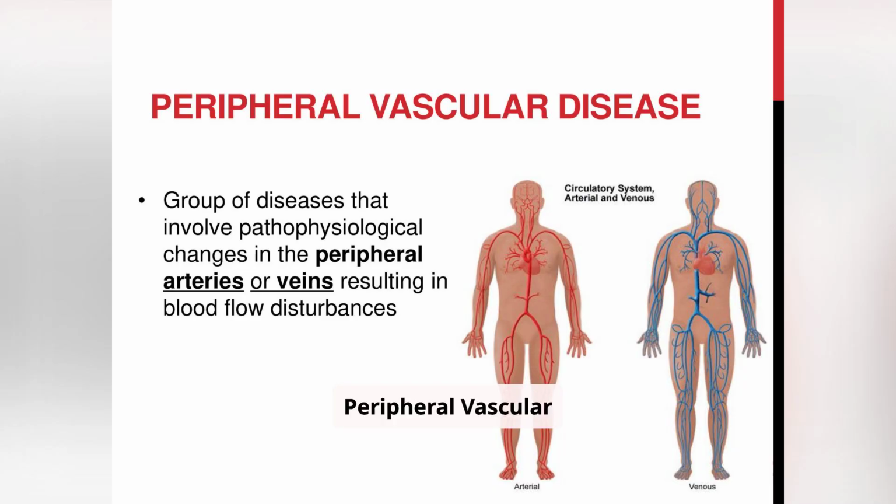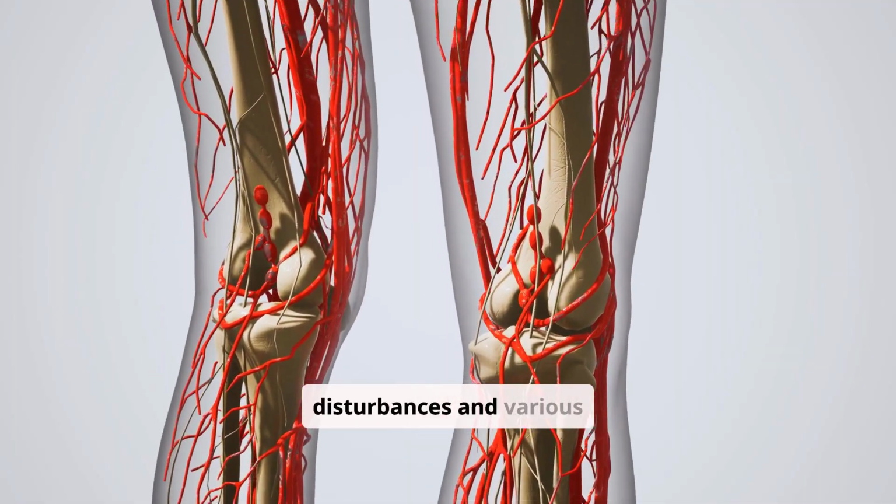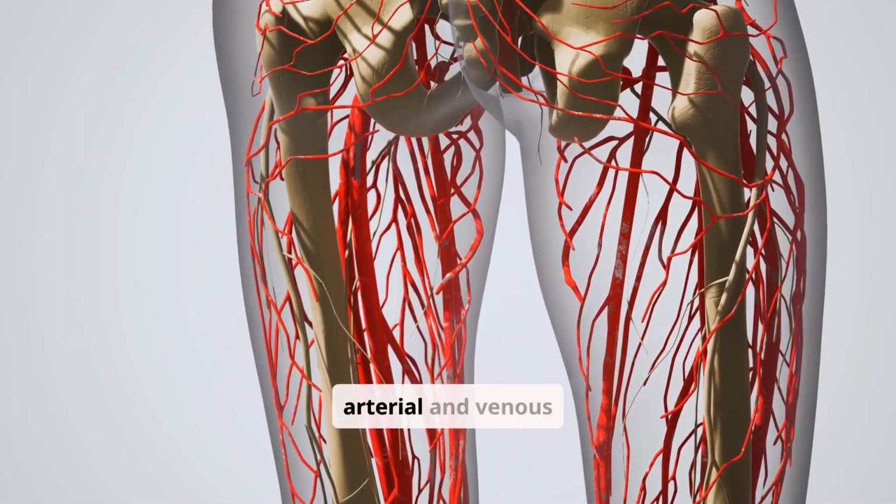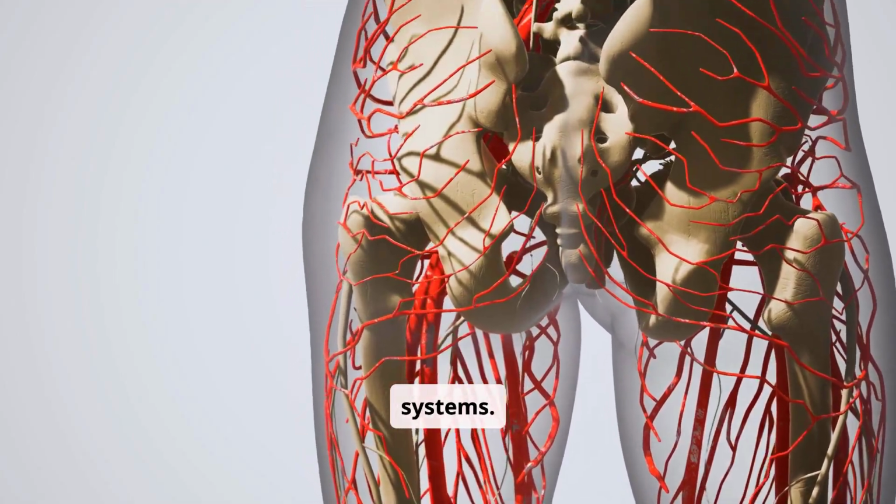Peripheral vascular disease encompasses a group of diseases that affect the peripheral arteries and veins. These diseases can lead to blood flow disturbances and various complications. The diagrams illustrate the arterial and venous systems.